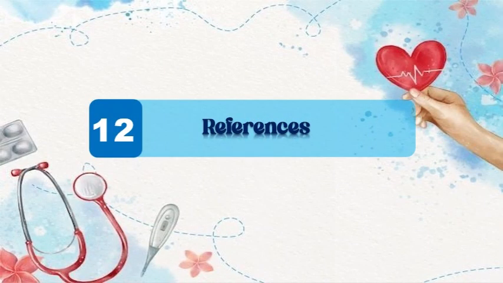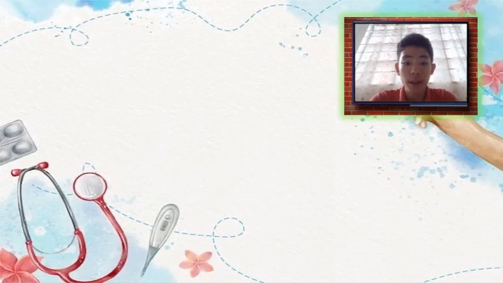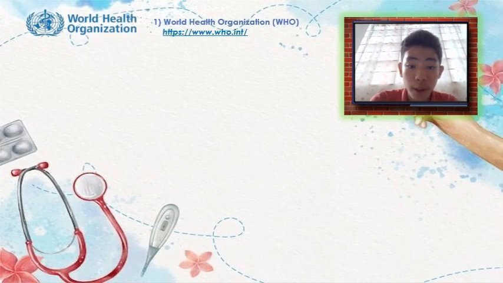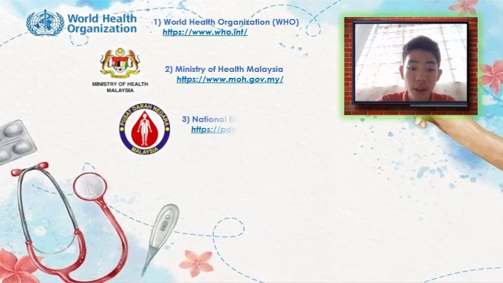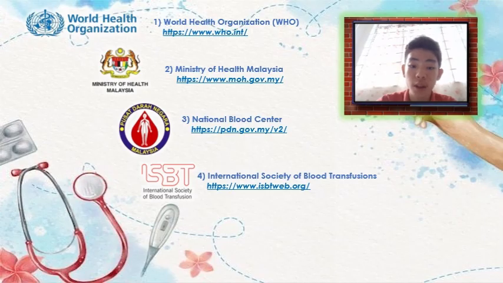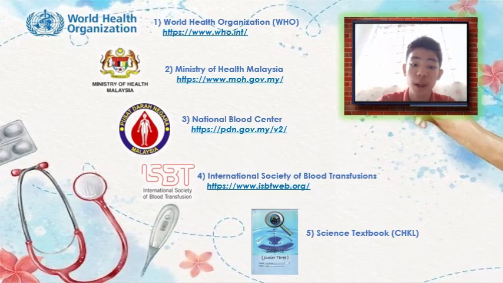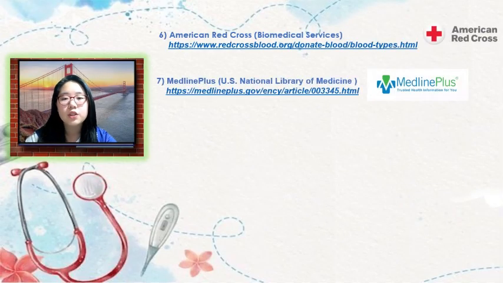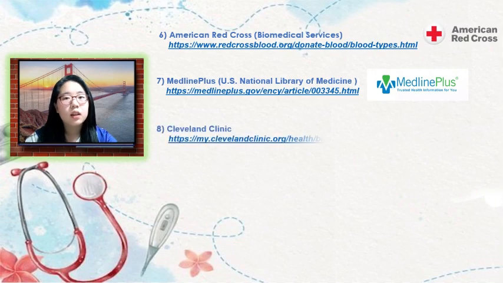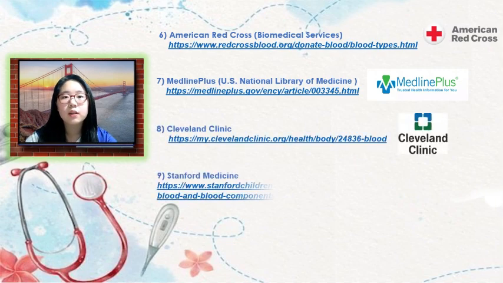12. References. So these are the references. First, World Health Organization, WHO. Second, Ministry of Health Malaysia. Third, National Blood Center. Fourth, International Society of Blood Transfusion. Fifth, our school CHKL Chonghua Kuala Lumpur science textbook. 6. American Red Cross Biomedical Services. 7. MedlinePlus, U.S. National Library of Medicine. 8. Cleveland Clinic. 9. Stanford Medicine.